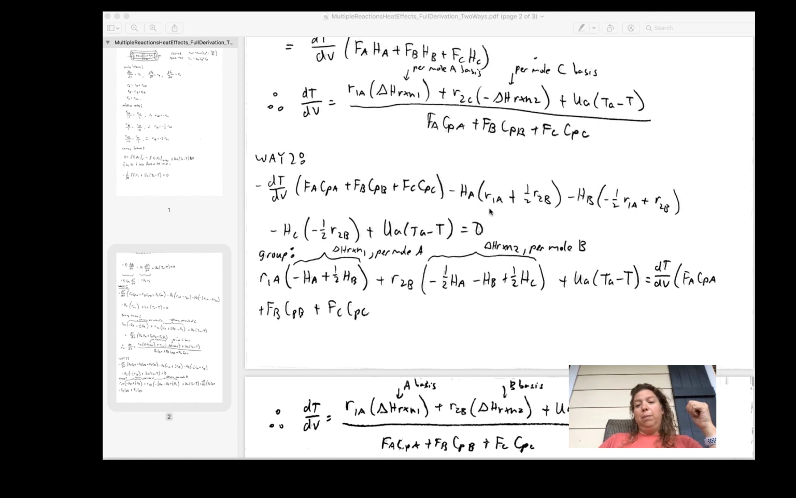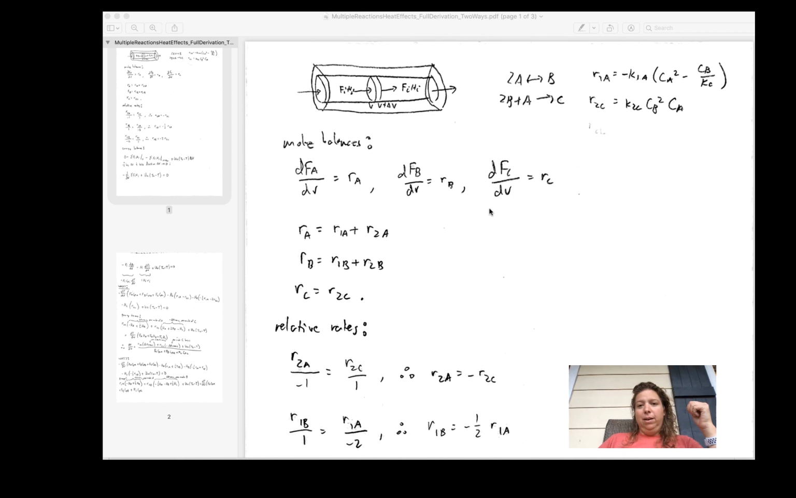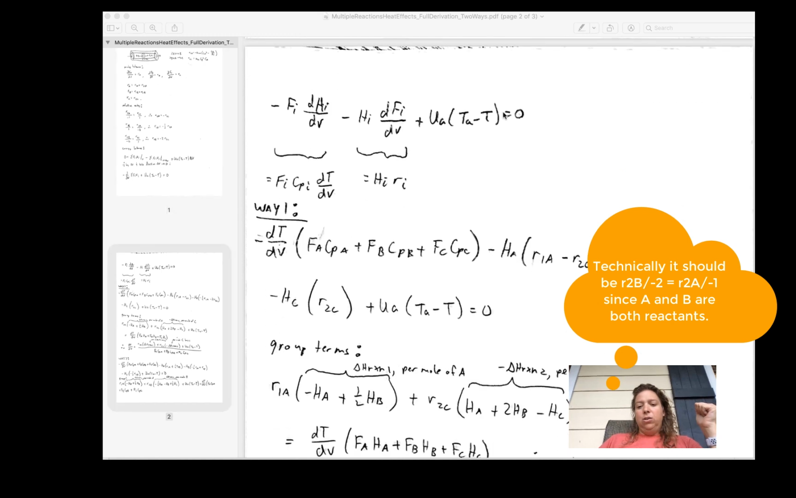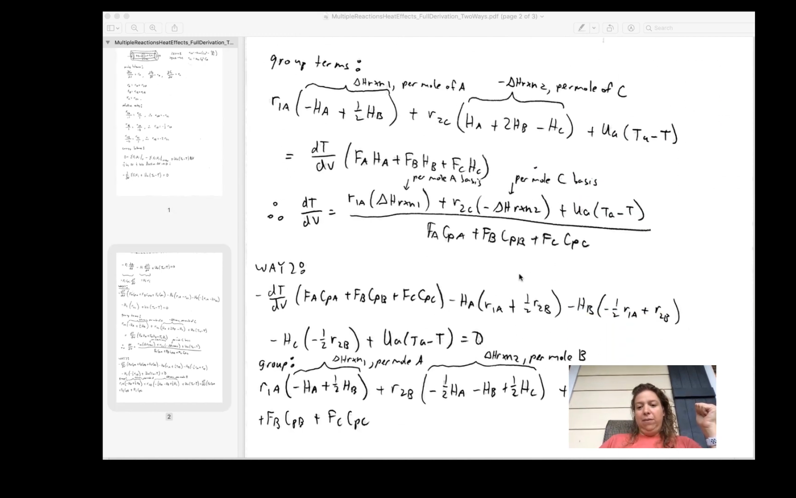I'm still multiplying by R1A, but now I need to go back up here to reaction 2, and I'm going to pretend that instead of being given the rate in terms of C, I'm now given it in terms of B. So if I want to do the relative rates here, that would be R2B divided by 2 is equal to R2A divided by 1. That means that R2A is equal to 1/2 R2B. So that is why down here I have a plus this time, because A and B are both reactants, and I have a factor of 1/2 because the stoichiometric coefficient on A is half that of B.